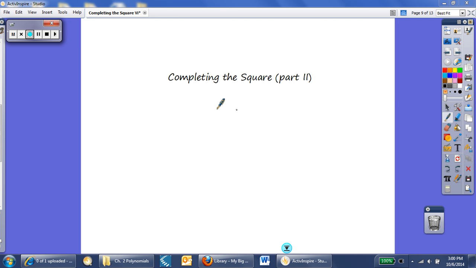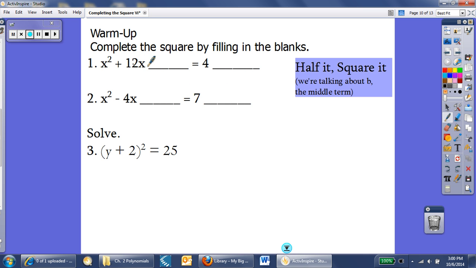Hi students, today we're going to finish completing the square part 2. We need to solve completely. Here's our warm-up for today. Go ahead and pause the screen and do this on your own. Let's check our answers together.